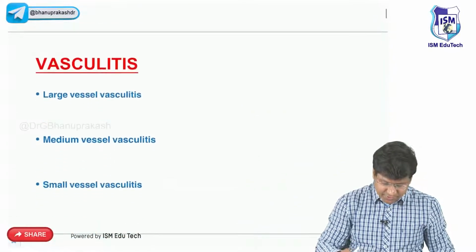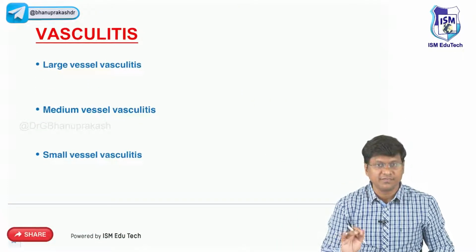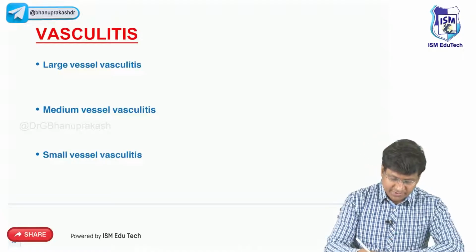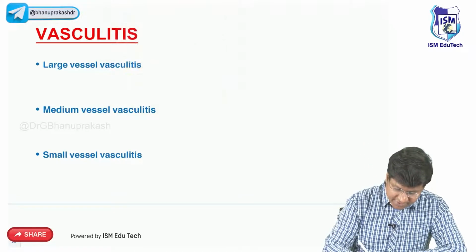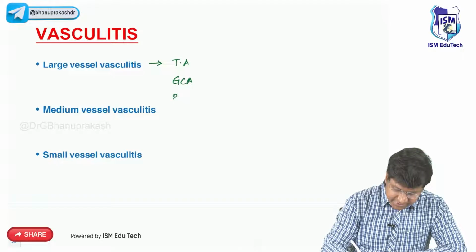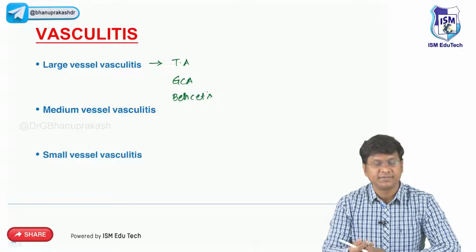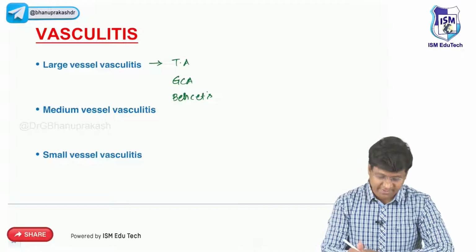Now let me just tell you the examples of all the forms of vasculitis. Take the large vessel vasculitis. The examples of the large vessel vasculitis include Takayasu arteritis, the giant cell arteritis, and then Behcet's. But Behcet's can be both. It is either medium vessel vasculitis or large vessel vasculitis.